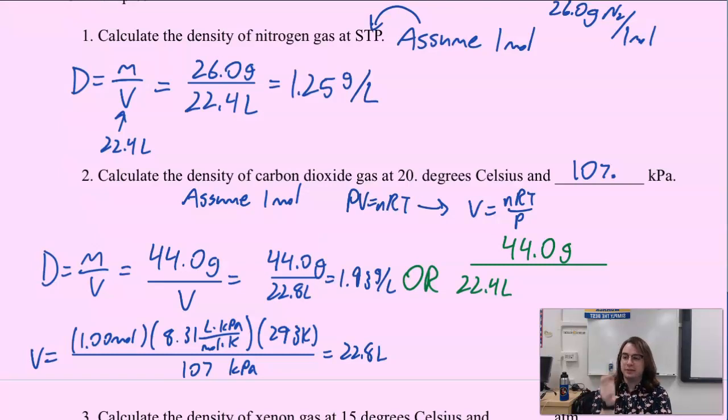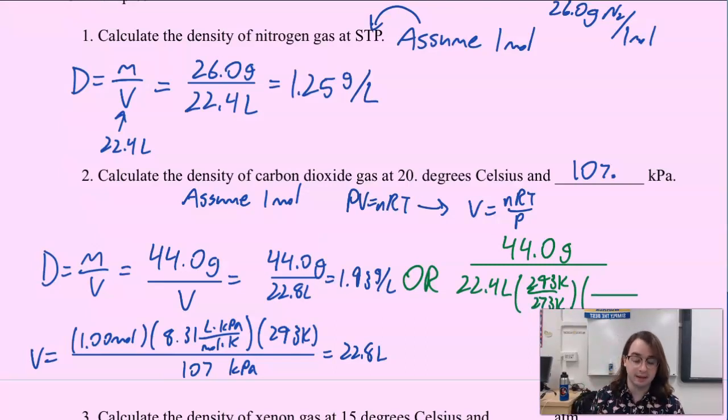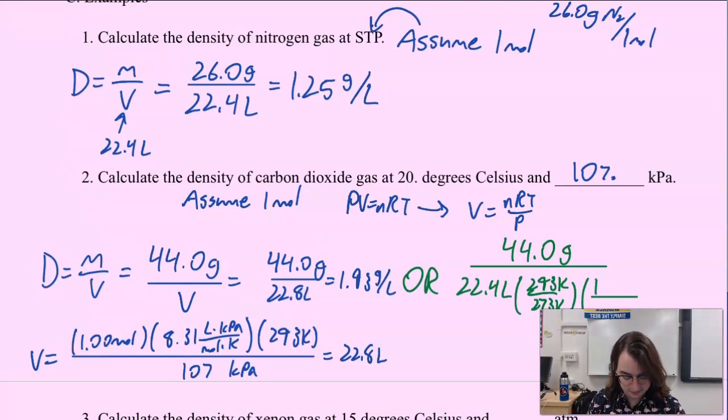So if I go from STP, which is 0 degrees Celsius, to 20 degrees Celsius, my temperature has gone up. If my temperature goes up, my volume should go up. So I would set up a ratio that shows that: 293 Kelvin over 273 Kelvin. And then I could also do the same thing for pressure. So I'm going from 101.3 kPa up to 107. That means my pressure goes up, which means my volume should go down.